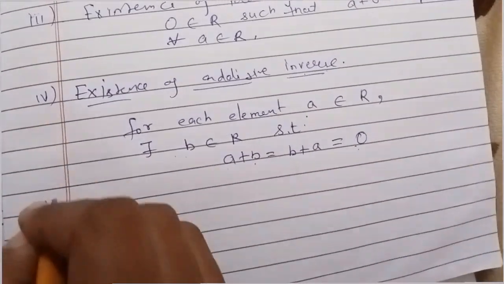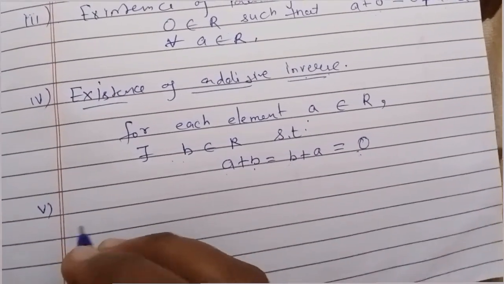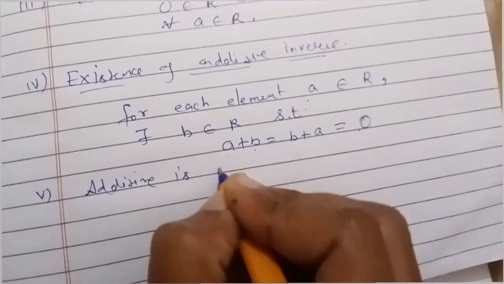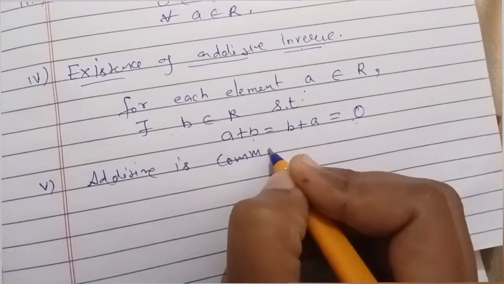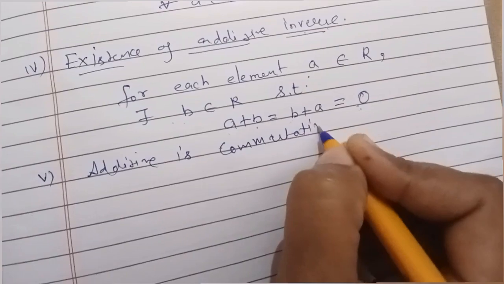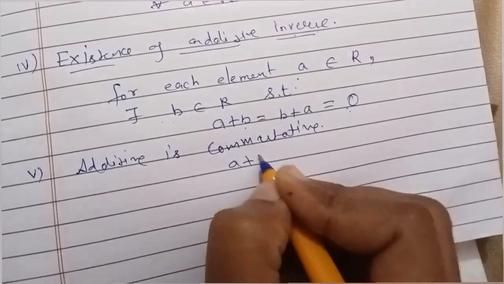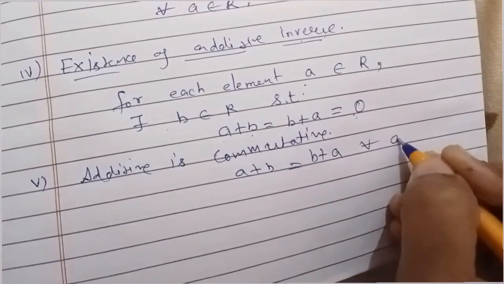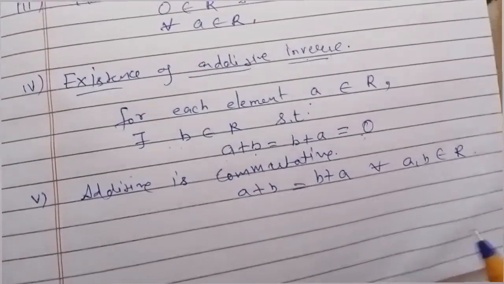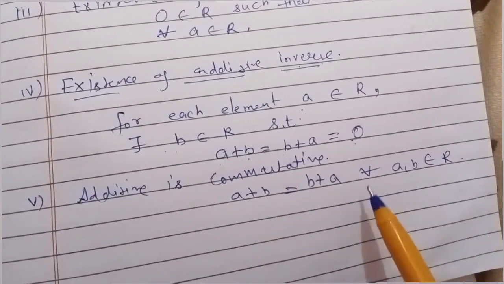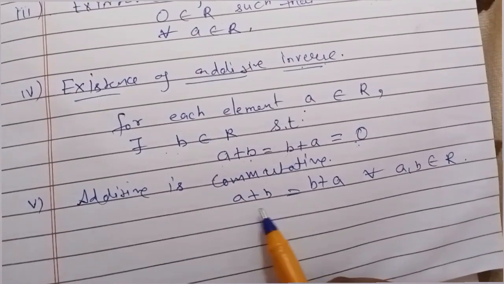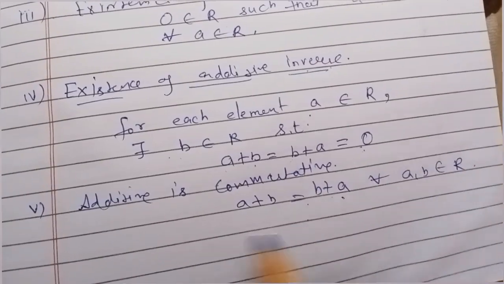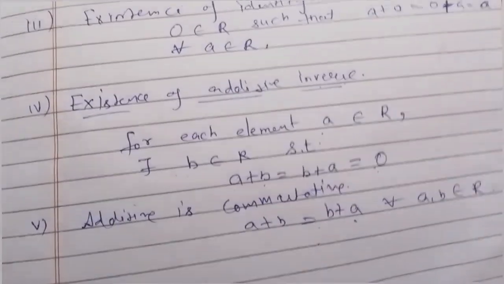The fifth property is addition is commutative. What does it mean? It means A plus B is equal to B plus A for all A, B belonging to R. That means if we add two elements A plus B, or we add B plus A, then these are equal. So addition is commutative.